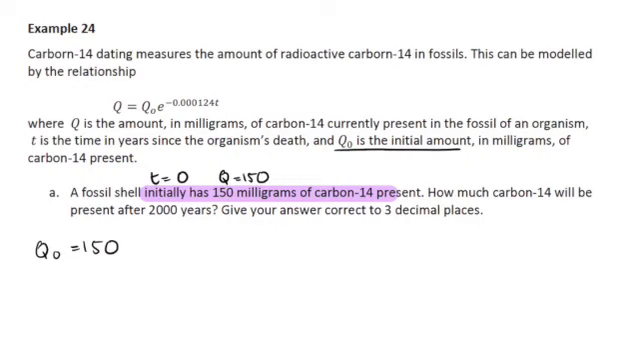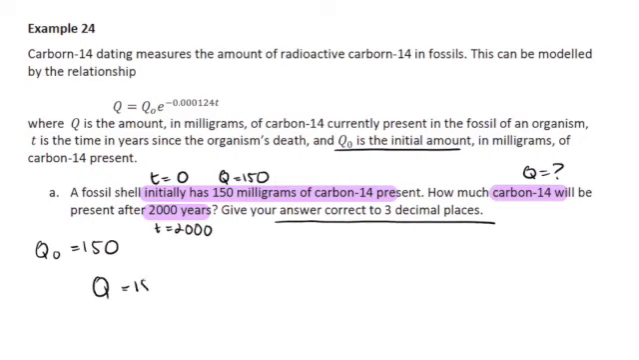Then it asks us how much carbon-14 will be present after 2,000 years. So how much carbon-14 means I don't know what Q is, but I do know that T is going to be 2,000. And then it also says give your answer correct to 3 decimal places, which implies that at some point we're going to need to use our calculator. So let's set up our equation so far. So it's 150e to the power of this very small number.